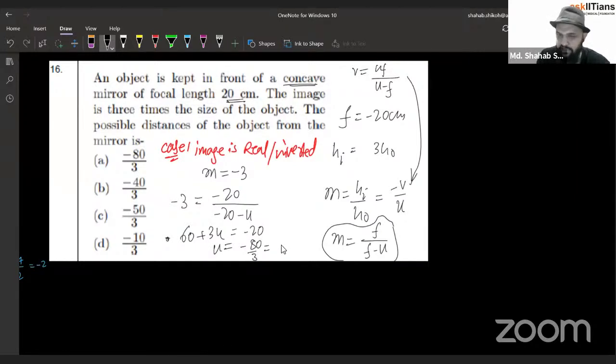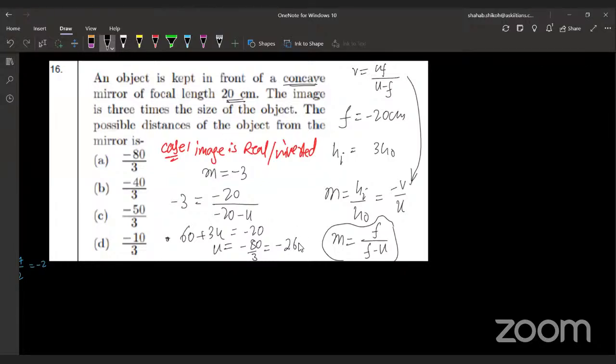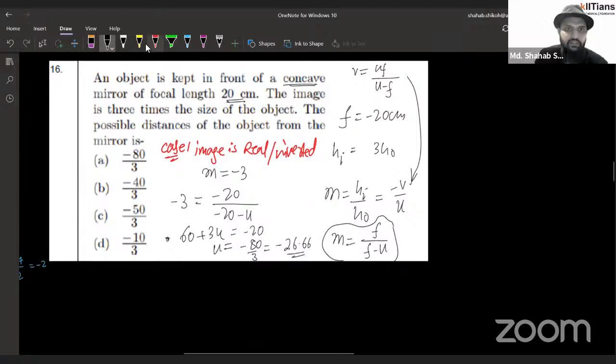How much is it approximately, guys? You don't need to do that. The options are in fractions itself. Focus on center of curvature. So this is minus 80 by 3. One option is this, correct, guys. This option is correct, option 1.